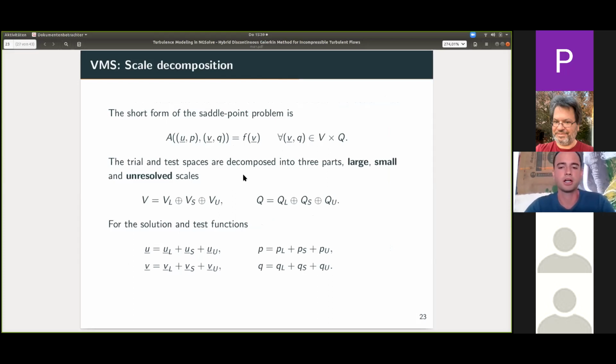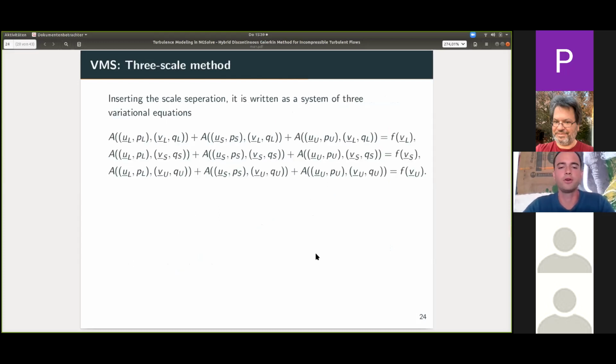One is the large, the small, and the unresolved scales, which can be seen here also for test and solution functions. And if we insert these three scales, or this separation, into our weak formulation, we obtain a system of three variational equations, which can be seen here. So one equation for the large scales, one for the small scales, and one for the unresolved scales.